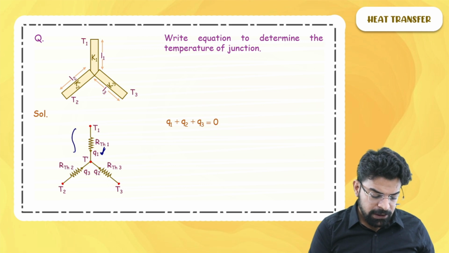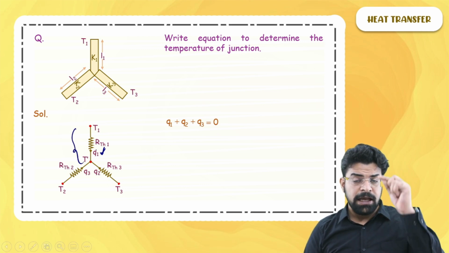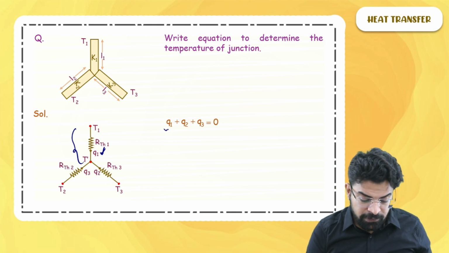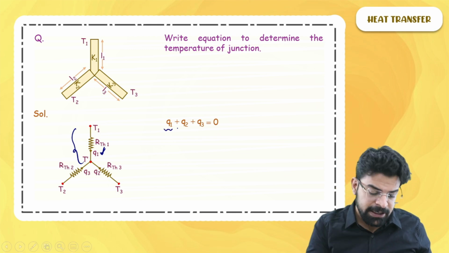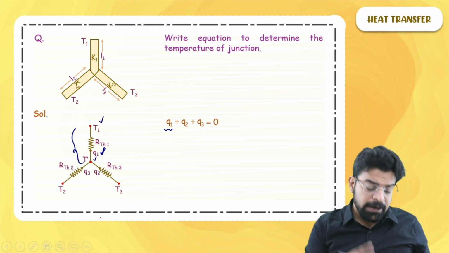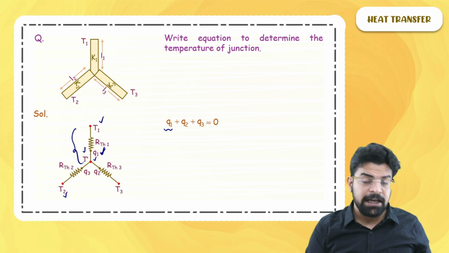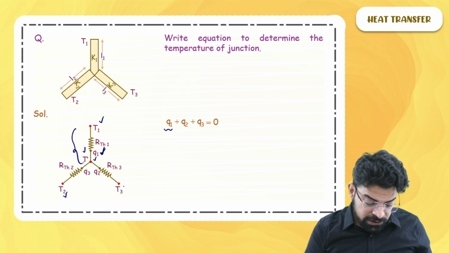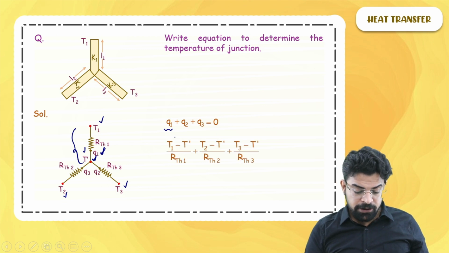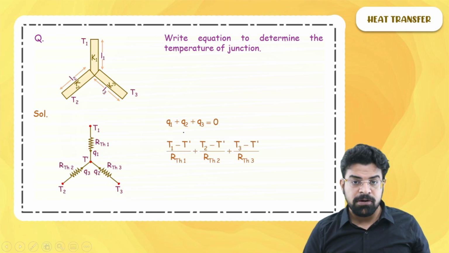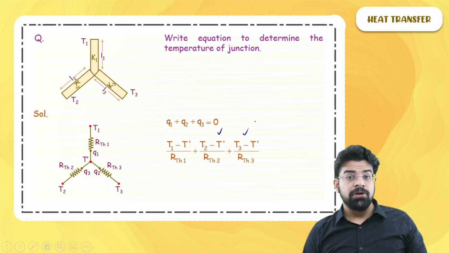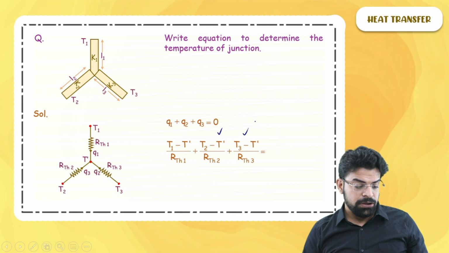Now, how will you write Q1? You will write Q1 to be the temperature difference across the thermal resistance divided by its thermal resistance. So Q1 will be written as T1 minus T dash by R thermal 1. Q2 will be written as T2 minus T dash by R thermal 2, and Q3 will be written as T3 minus T dash upon R thermal 3. So you get T1 minus T dash upon R thermal 1 plus T2 minus T dash upon R thermal 2 plus T3 minus T dash upon R thermal 3 equals 0.